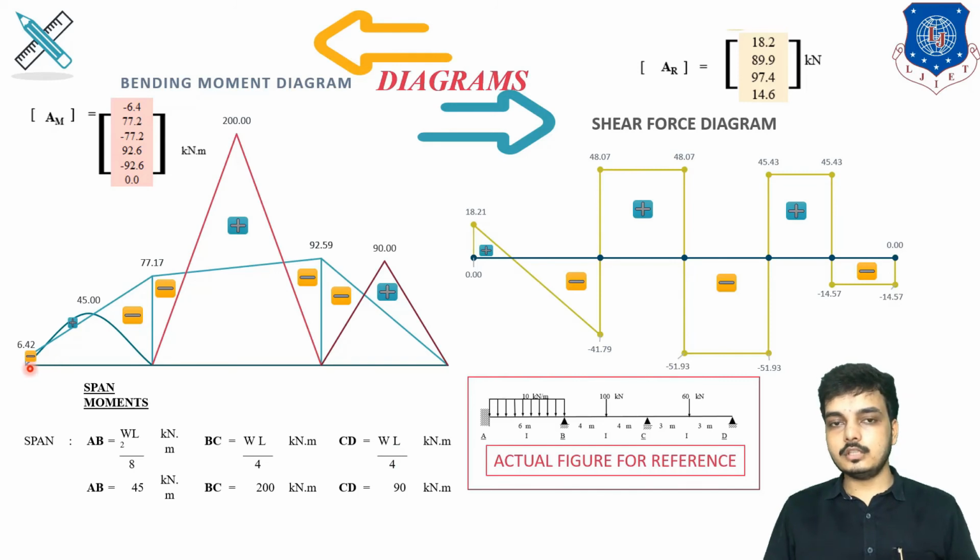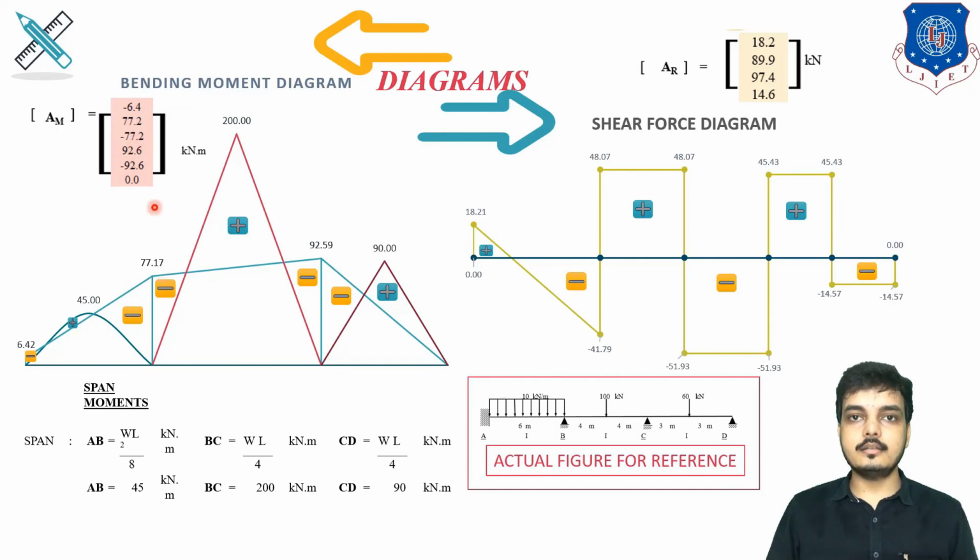Now you can see 6.4 which has been taken from over here, minus 6.4 upward, plus 77.2 upward, minus 77.2 here upward only, plus 92.59 over here, minus 92 over here, and then at last 0. After connecting this, we will be completing our bending moment diagram.